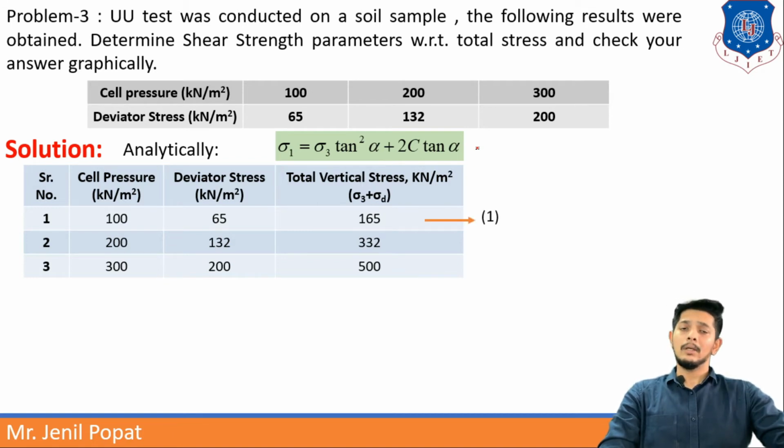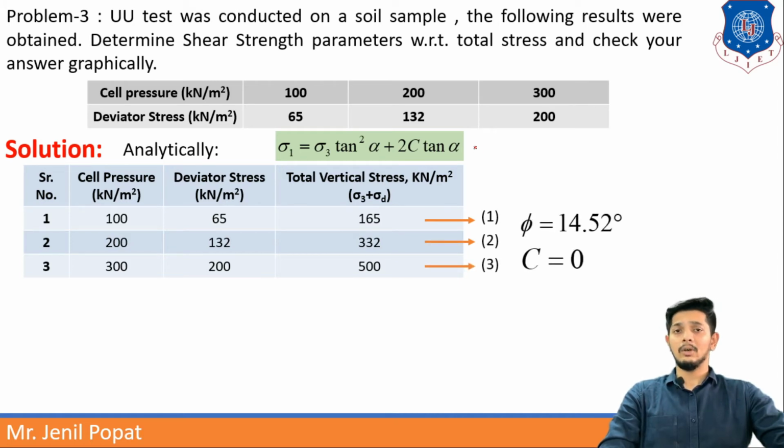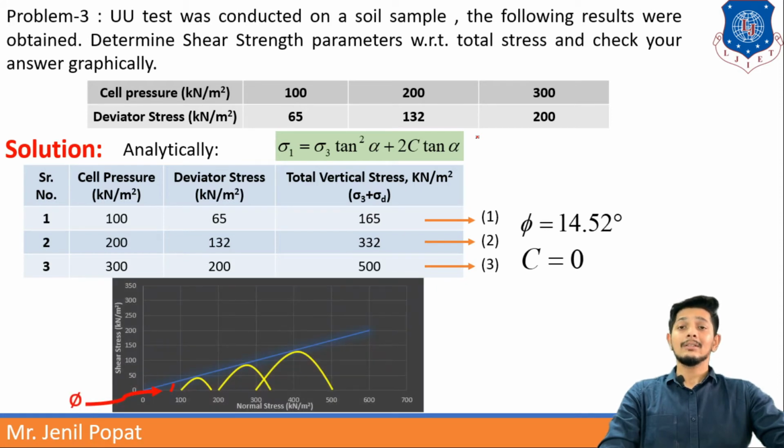Now we will give the names equation 1, equation 2 and equation 3. Now solving any of these equations, we will get phi as 14.52 degrees and c is equal to 0 again. So this is the analytical value. We also have to check the graphical values, so we are plotting the graph again.